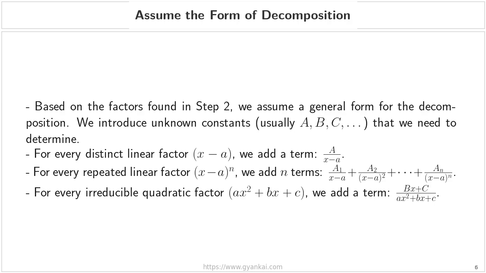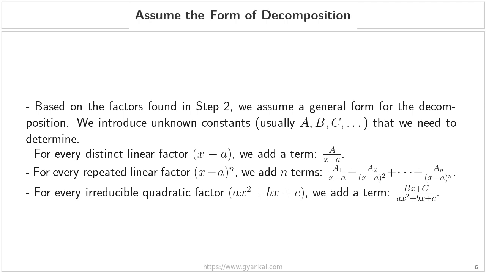Finally, we might encounter irreducible quadratic factors. These are quadratic expressions like x squared plus bx plus c that cannot be factored into real linear factors. For each of these, we add a term with a linear numerator, Bx plus C, divided by the quadratic factor. So, it would be Bx plus C divided by x squared plus bx plus c. Notice the numerator is linear, not just a constant.